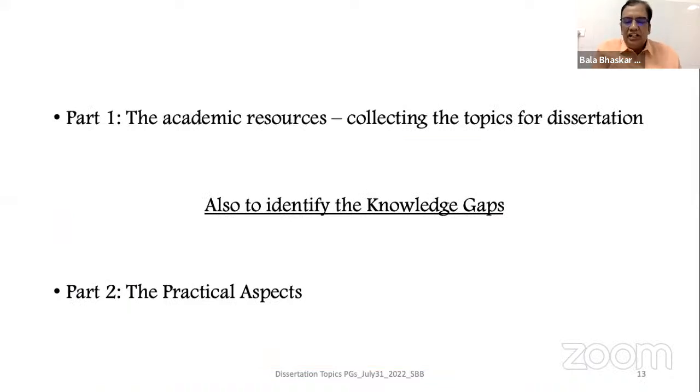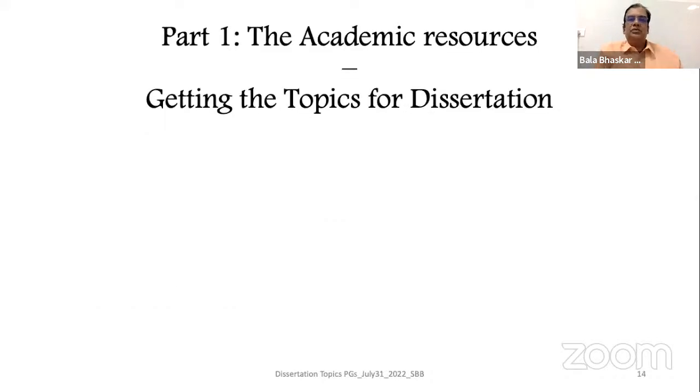The second part, related to how to choose the research topic for the dissertation, I will split into 2 parts. The first part will be purely about how we can search for the various types of dissertation topics for the postgraduate, mainly to see what the existing knowledge gaps in the resources are, and try to make a list of what can be done in the particular institution. And after collecting all these lists, we have to go to part 2, where we talk about the practical aspects of taking up these topics before we finalize the topic. So the first part is about the academic resources for getting topics for dissertation.